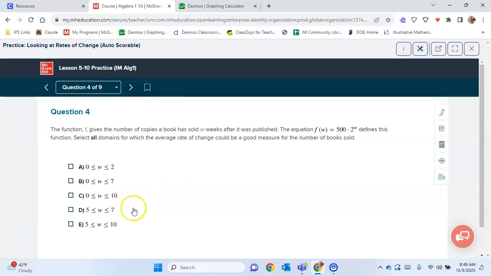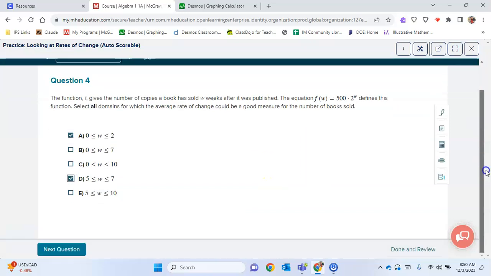They said if it was a large number of weeks, in this case between weeks 0 and 10, the average rate of change wouldn't describe this. The average rate of change between weeks 0 and 2 would be very small, where the average rate of change between weeks 5 and 7 would be much larger than the whole average rate of change between weeks 0 and 10. So these are the two answers.